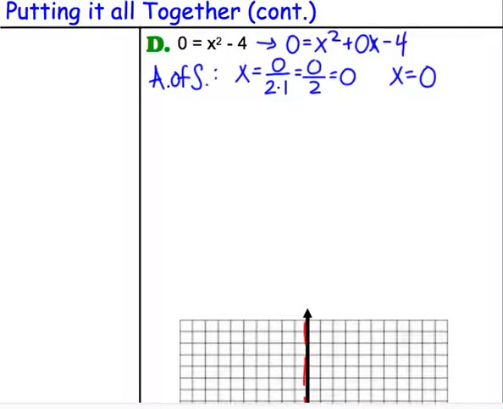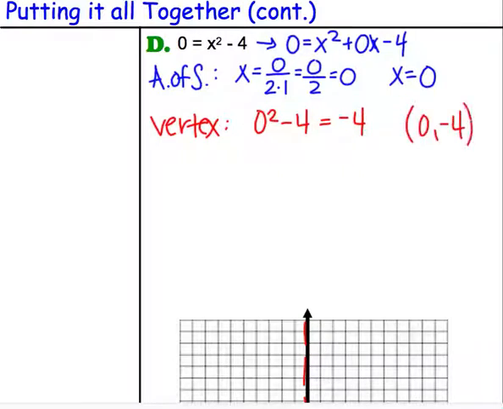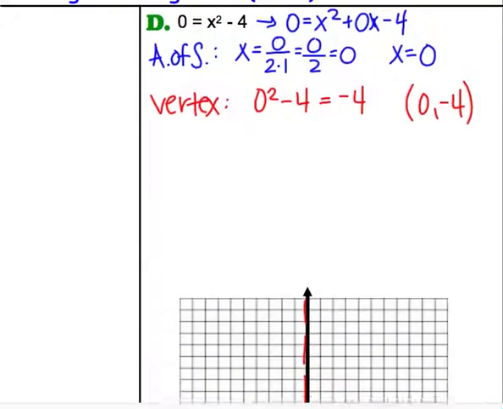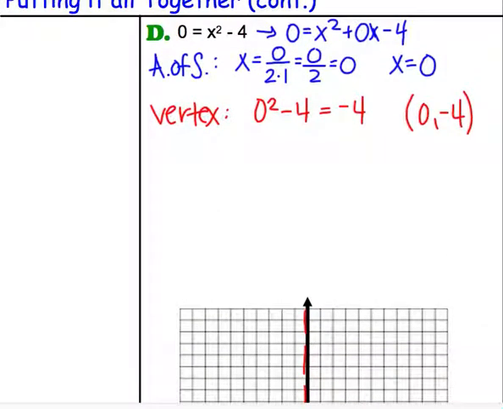So then I come back up here, and we're going to go ahead and find the vertex. I'm going to put in 0 for x, minus 4, and when I do that, I get negative 4. So that means my vertex is at 0, negative 4. So when I plot that right here, I know already that my y-intercept is going to be at negative 4. And so now I need to go ahead and solve.